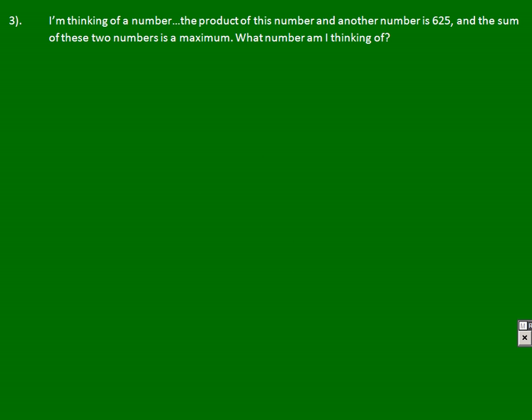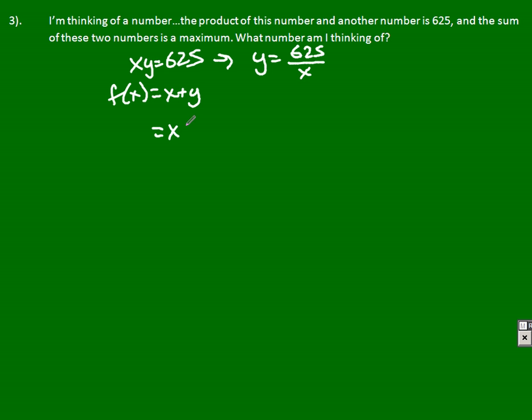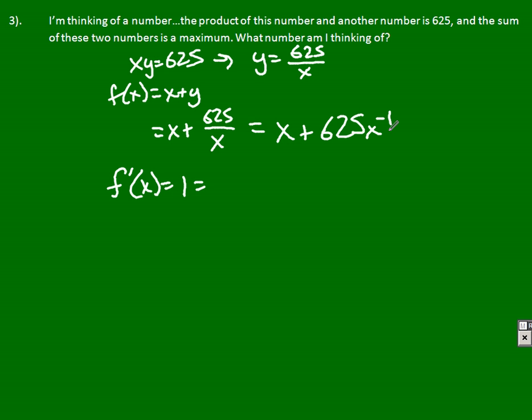Number 3, very similar to number 2, except things are reversed. The product of two numbers is 625, and the sum of those numbers is a maximum. So again, I need to get y by itself. So y is 625 divided by x. Plug it in. x plus 625 over x. Take a derivative. f prime of x equals derivative of x is 1. I can either do quotient rule for this, or another way I could rewrite this problem is 625 times x to the negative first, because I have the x in the denominator. So that means that when I take that derivative, 1, and when I bring this down, it'll be negative 625 x to the negative second power.